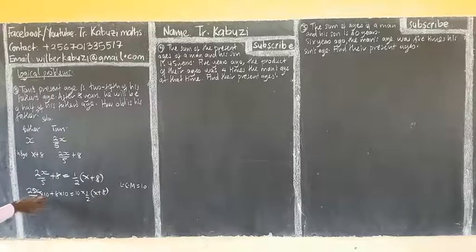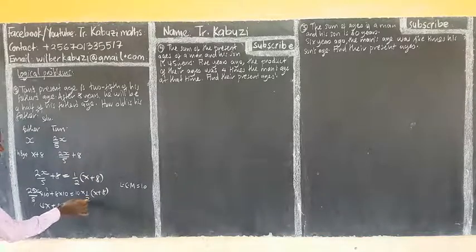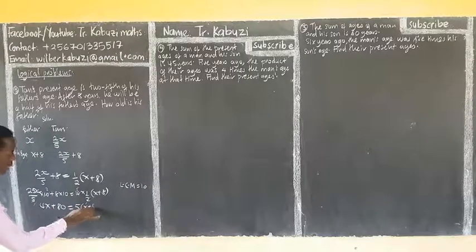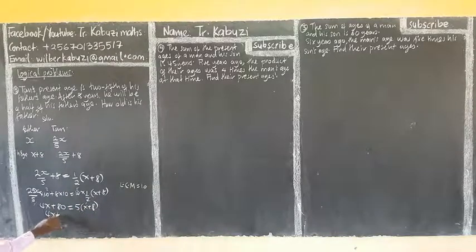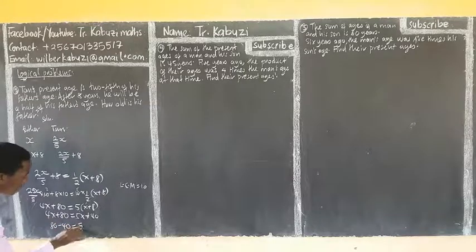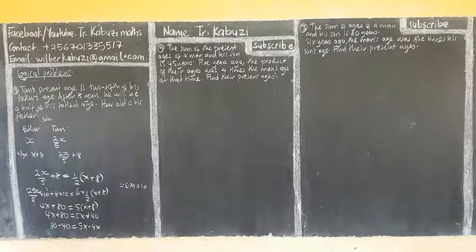So when you multiply, 2 times this we have 4x plus 80, equaling 5 into x plus 8. So this will be 4x plus 80 equaling 5x plus 40. We write like terms, we bring this side and take this side. So we have now 80 minus 40 equaling 5x minus 4x. And you see that here, I'll be having 40 equaling x.